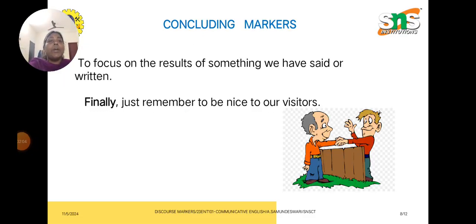And concluding markers, to focus on the results of something we have said or written. Finally, just remember to be nice to our visitors. So these discourse markers will be very much helpful when people write research articles, in the process of making something, and in the step by step instruction part and all.